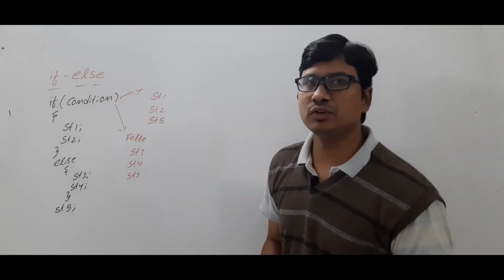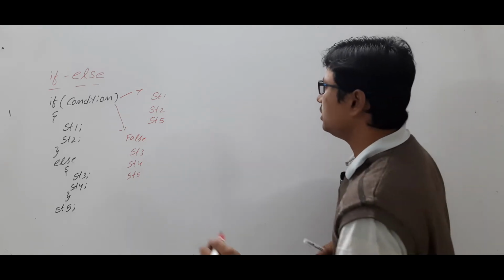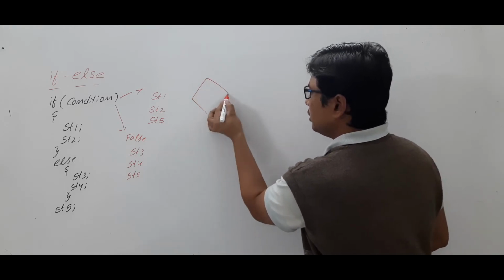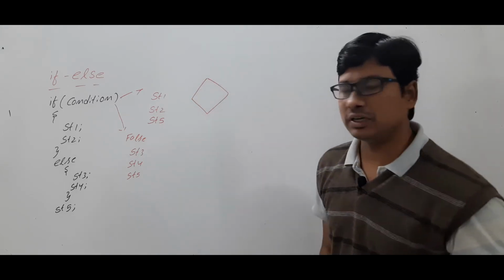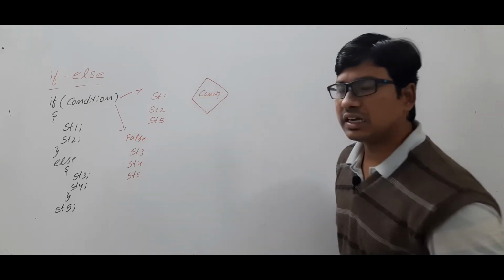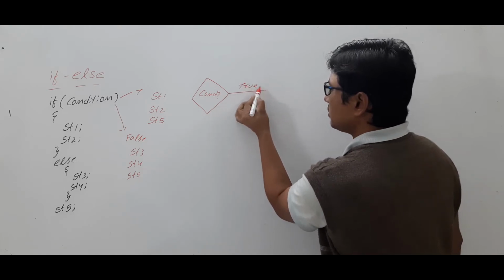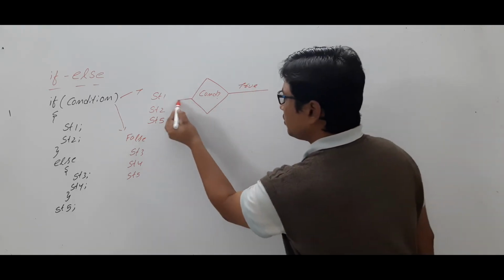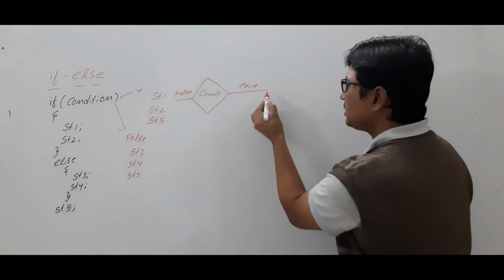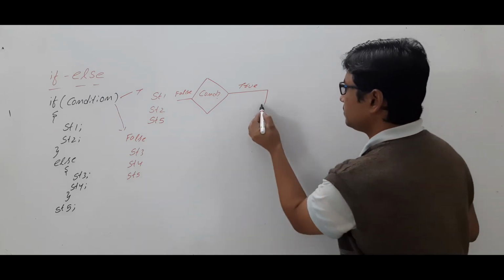So let me draw the flowchart for the if else. Then we will discuss a simple example. Now whenever you have a condition, then you will use this diamond symbol. So you will have a condition. Now this condition can be true or false. If it is true, something will happen. If it is false, something will happen. Let's take that it is true. The condition is true.